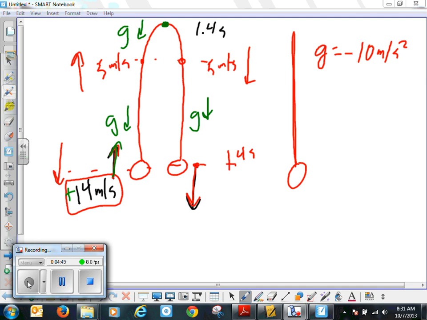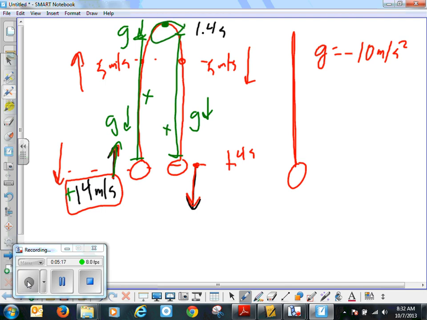You really need to keep in mind that acceleration due to gravity does not change, because it's the Earth that's pulling us. If we went to the moon, it'd be a smaller number, right? We'll talk about that later. So there's this symmetry. If it took 1.4 seconds, I'm going to go up a total displacement of x. And in 1.4 seconds, I'll have the same displacement of x.